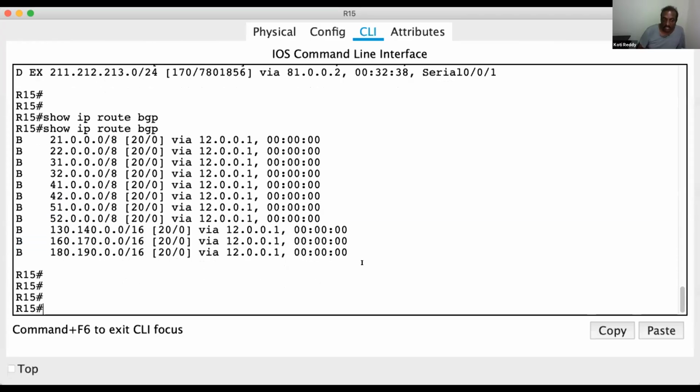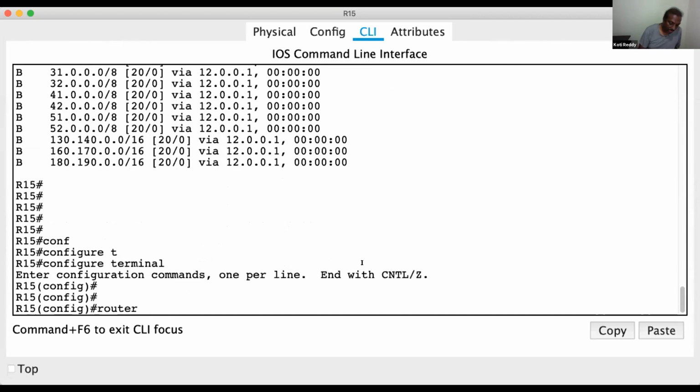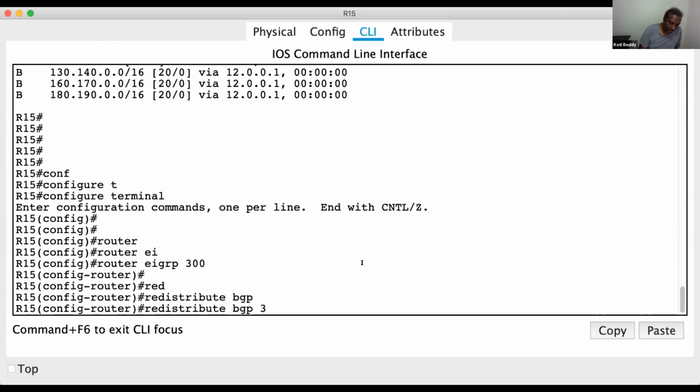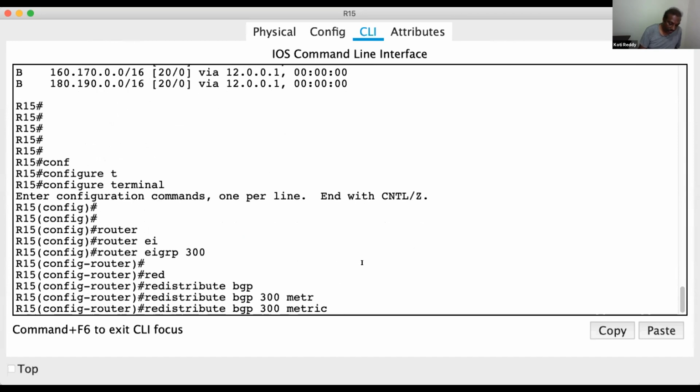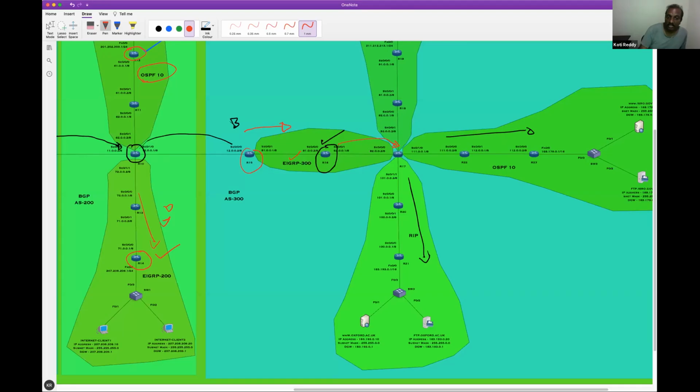On R15, all these are listed as BGP routes. So I say configure terminal, I say router EIGRP 300, redistribute BGP 300 routes with metric 128, 20,000, 150, 150, 1500. I'm asking EIGRP to advertise BGP 300 routes into EIGRP. Right? So once I do that, now if I go to R16, I should see these routes, right?